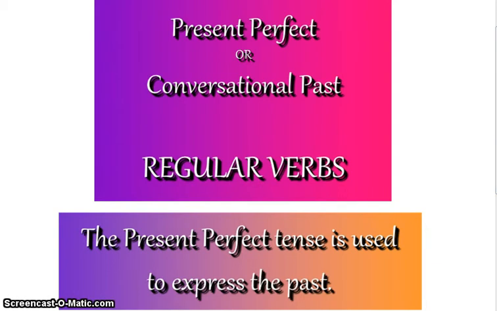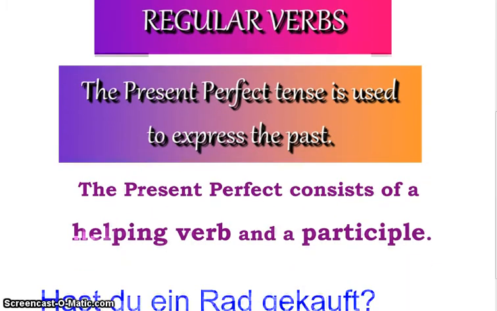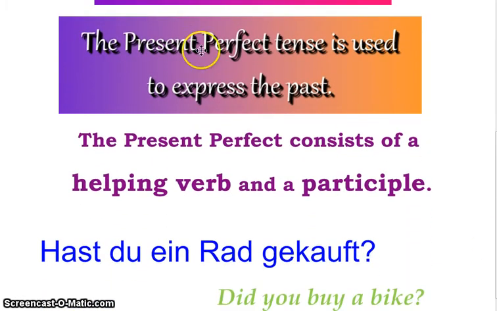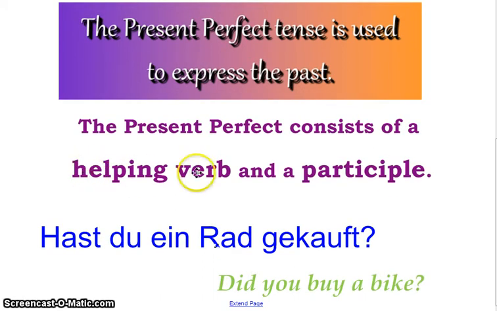We're going to take a look at present perfect or conversational past regular verbs. The present perfect, don't let the word present fool you. The present perfect tense is something that is used to express the past, so it is part of the past tense. In order to express something in the present perfect tense, you need to make sure that you utilize a helping verb and a participle. And we do that in English.